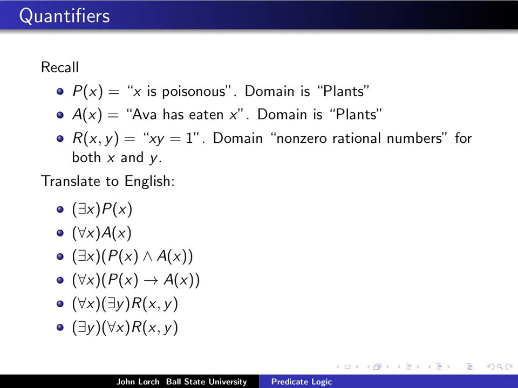Here we get some practice with statements involving quantifiers. First, I want you to remember the predicates that we introduced a couple of slides ago. We have P of x, A of x, and R of xy. And below those, we see an entire list of statements involving quantifiers that we're going to translate to English. So the first one is an existential statement. It says, there exists x, P of x. So P of x is poisonous, and we're looking in the domain of plants, and the quantifier is existential. So this is the statement that there exists at least one poisonous plant. Or maybe more succinctly, there are some poisonous plants.